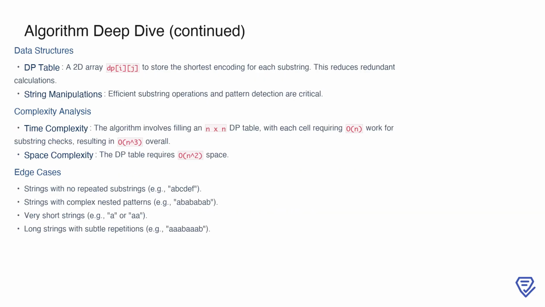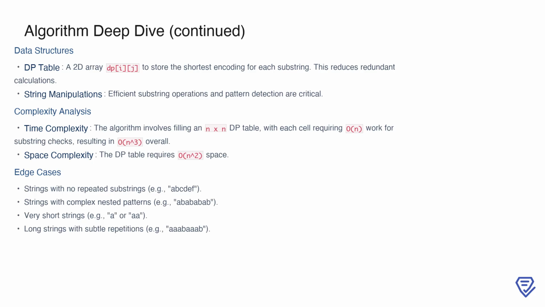Now, let's analyze the complexity of this algorithm. The time complexity is O(n^3). This comes from the fact that there are O(n^2) substrings to evaluate, and for each substring, we check all possible splits and potential repeating patterns, which takes O(n) in the worst case. The space complexity, on the other hand, is O(n^2), as the DP table requires storage for every possible substring combination. To better understand the process, let's walk through an example with the input string s equals ababab.